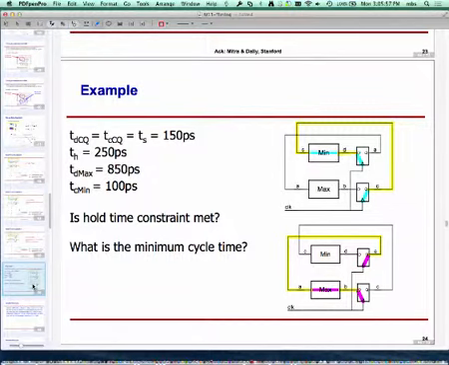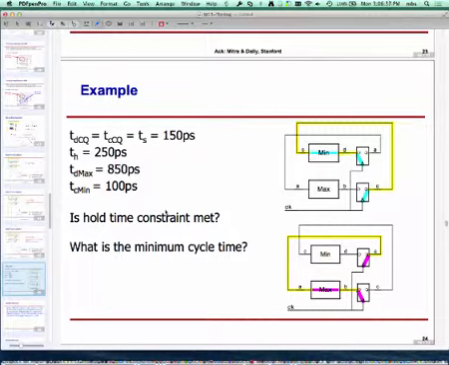Okay, so let's look at an example. Let's say I'm looking at the same circuit as before, but this time we have numbers. I've told you that the flip-flops have propagation delay, contamination delay, and setup time all 150 picoseconds. They all happen to be the same. Hold time is 250 picoseconds. The maximum delay through the combinational logic is 850 picoseconds, and the minimum delay is 100 picoseconds. So, question: is the hold time constraint met?